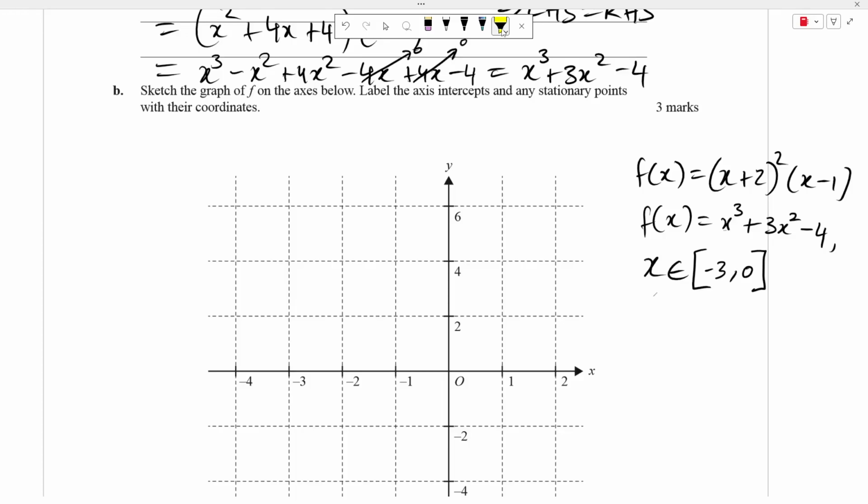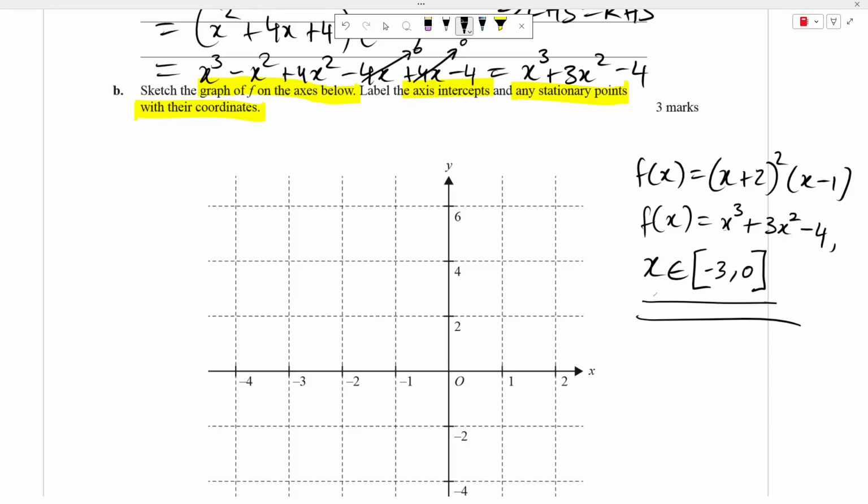This question asks us to sketch the graph of f on the axis below and label all the axis intercepts and any stationary points with their coordinates. To make this a little bit easier, I've written f of x in its expanded form and in its factorized form, as well as the domain, which is -3 to 0. It's really crucial to remember this domain, because if you don't, you're certainly going to lose a few marks.